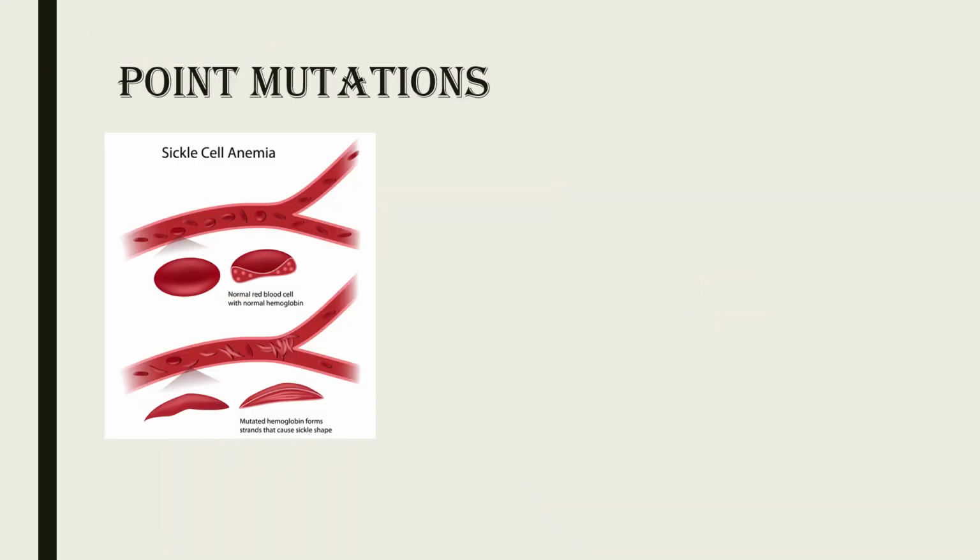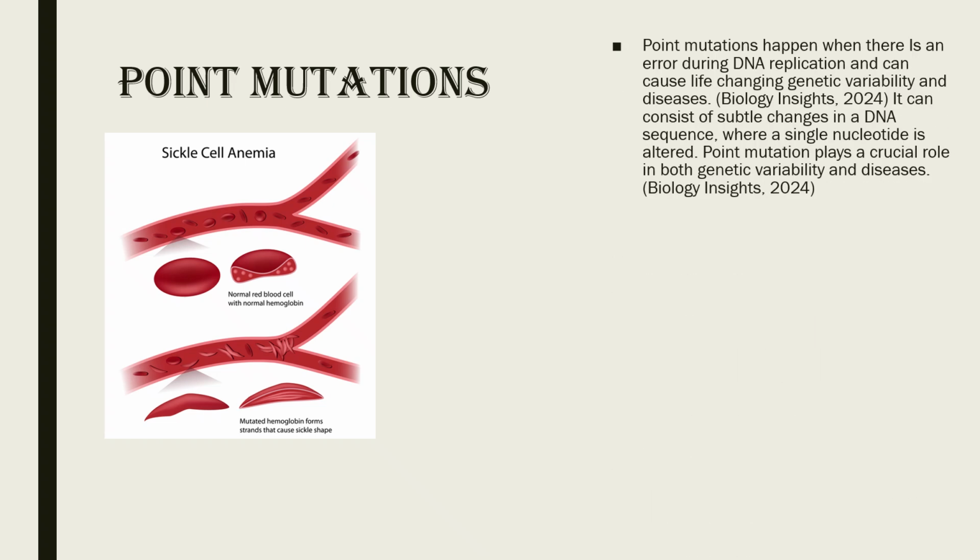So now I'm going to talk about point mutations and how they happen, why they happen, and what the effects are. In DNA replication, it's rare for errors to happen, but it is possible. Point mutations consist of subtle changes in a DNA sequence where a single nucleotide is altered. It can lead to diverse biological outcomes and can be inherited by the next generations.